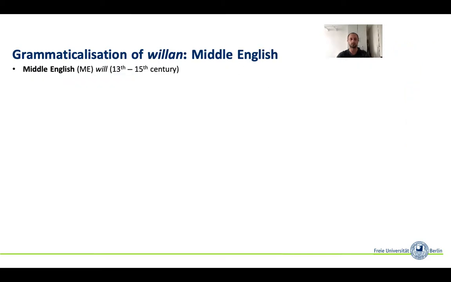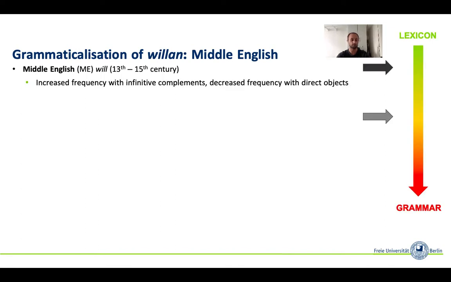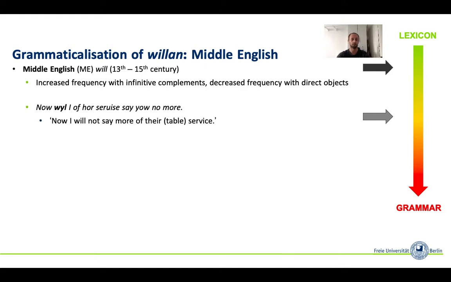Then if we have a look at how the verb willan was used in Middle English, the English of the 13th to 15th century, we basically see the same picture as in Old English. So we have sentences such as this: "No will I for her service say you no more." Now I will not say more of the table service. This is intention, and this is when implications and presuppositions come into play. If we intend to do something, we imply that we will eventually do that, right? So there is the aspect of futurity in it.